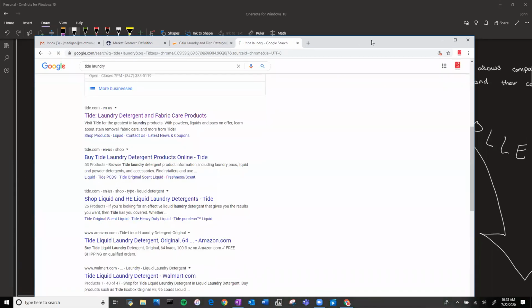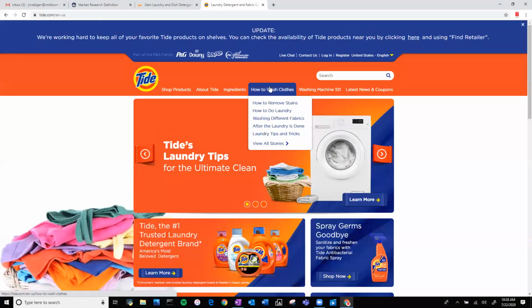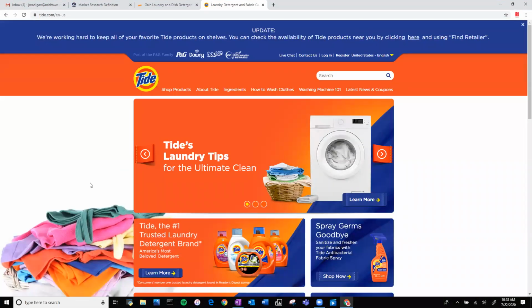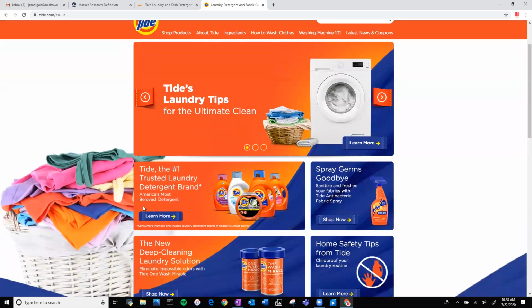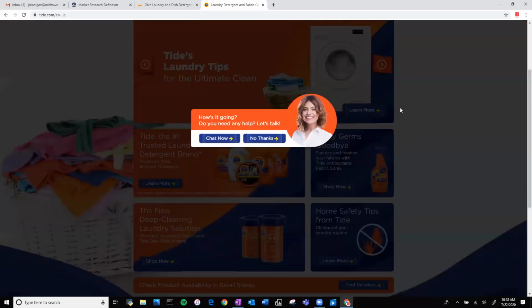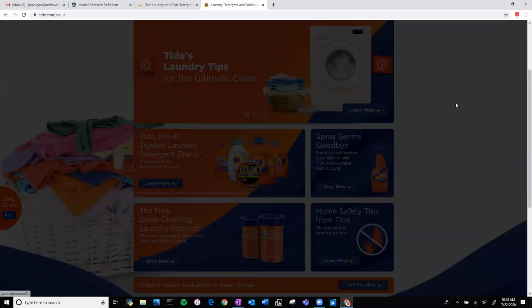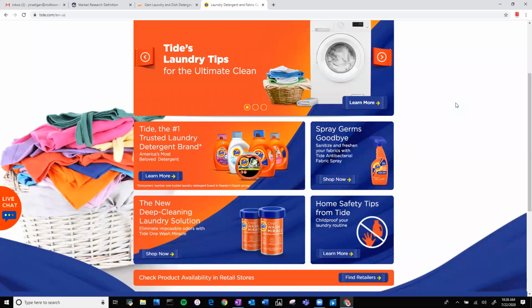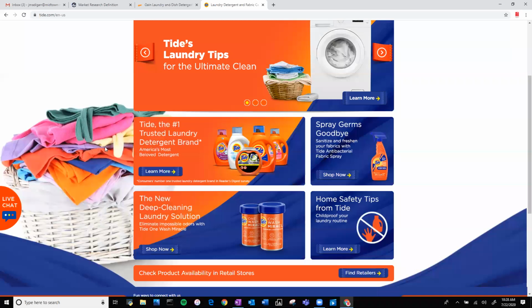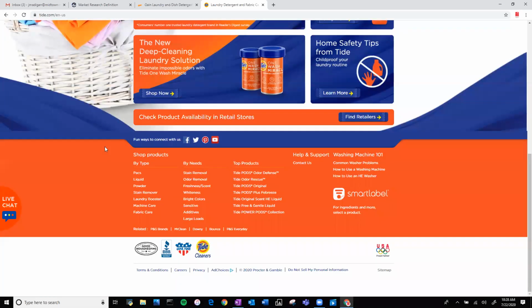Tide is, if you go on to the two websites, Tide is very, very clear: you put your clothes in, you use Tide, and the next thing that happens is spray goodbye to germs, ultimate clean. You're going to get the best deep cleaning that you can get out of any detergent if you use Tide. Number one trusted laundry detergent. Everything's about it being clean.